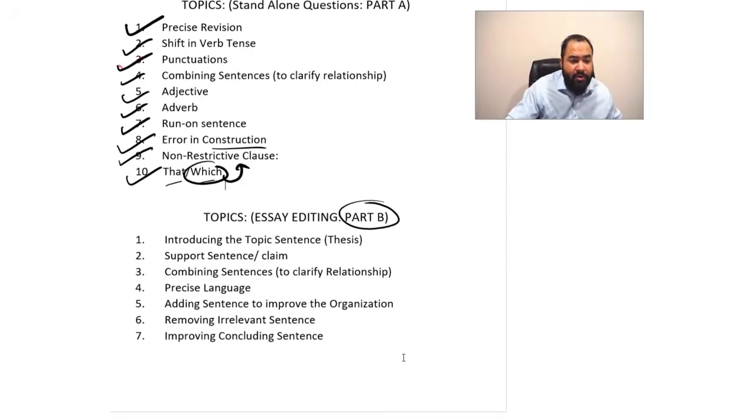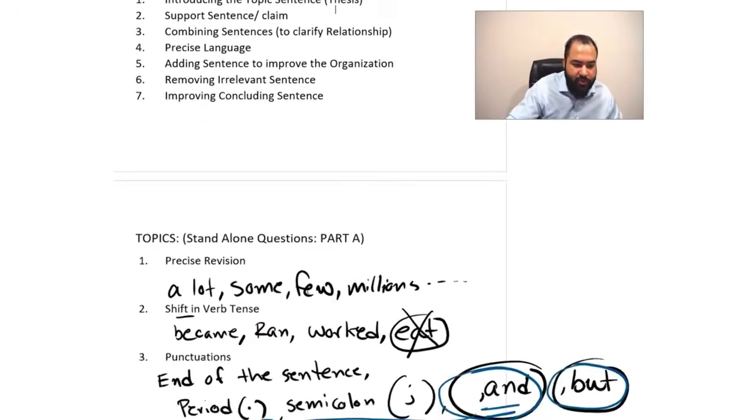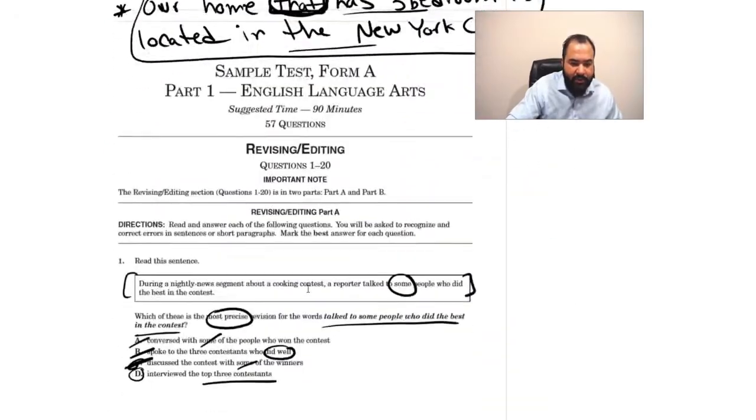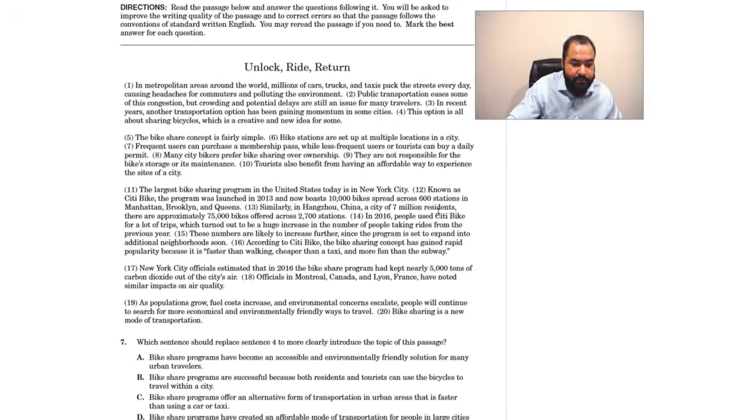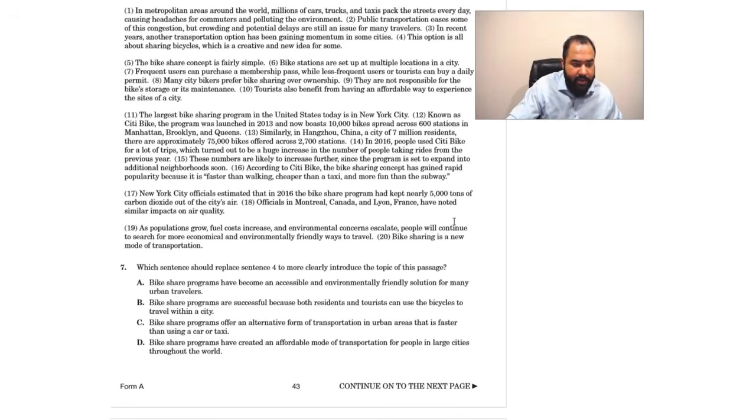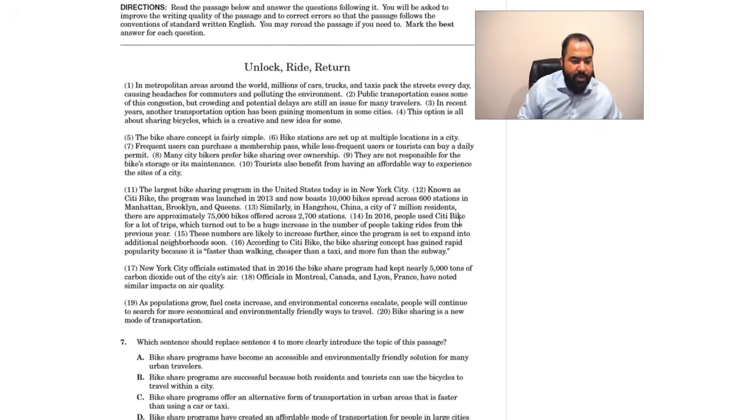Now the second part of the editing and revising is called part B. So they give you an essay and you have to edit it, make it better. By how? So these are the type of things like introducing the topic sentence, supporting the claim, a bunch of things. Let's do an essay together. We'll understand how to deal with it. So essay, the thing is, okay. So let's look at it. So it says Unlock, Write, and Return. So somebody wrote an essay and they titled it Unlock, Write, and Return.